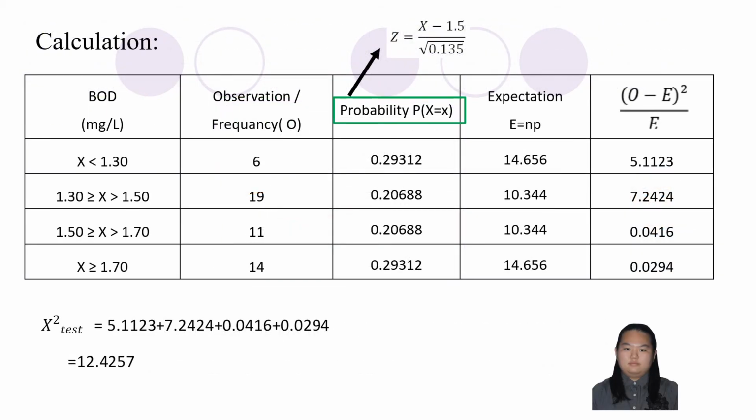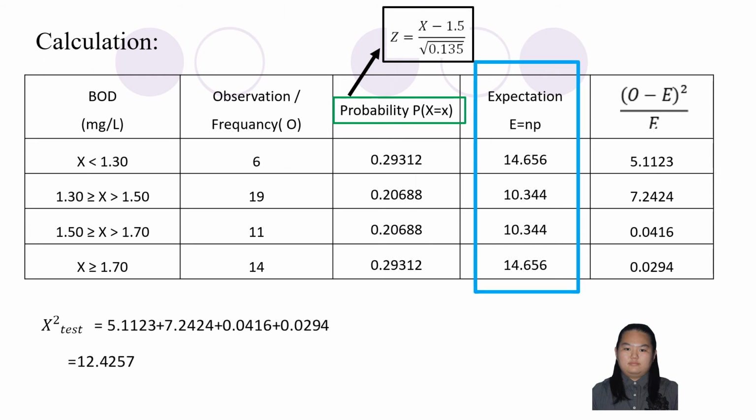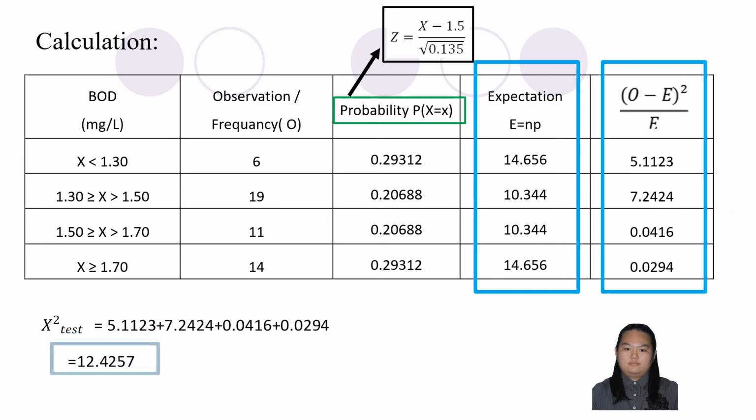Next is the calculation. We need to calculate the probability by using the z-test formula, then find the expected value to put in this formula. Finally, the summation of these values is equal to the chi-square test, which is 12.4257.